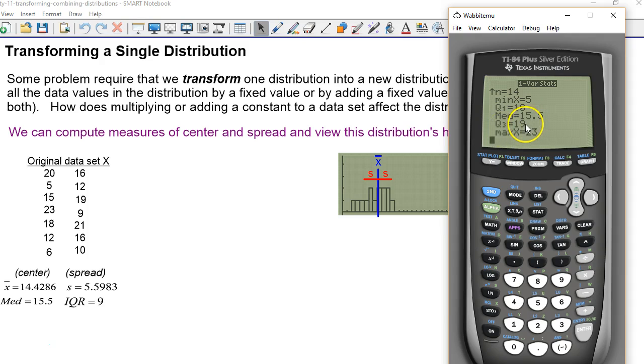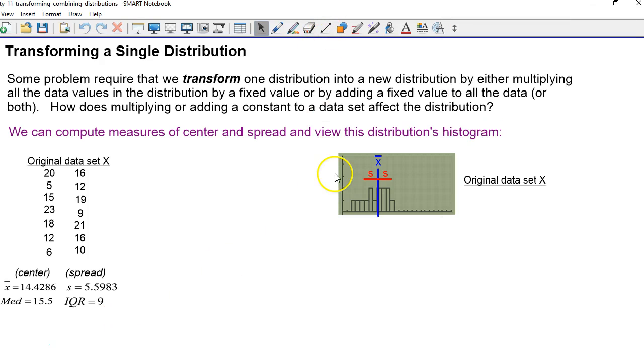So if you take this 19 minus this 10, that's how I got this interquartile range of 9. The reason I did that was so we can quickly see what happens to the center, measures of spread, and what happens to the picture. I put a blue line here approximately where the mean is, and I drew a line showing the standard deviation on both sides of about 5.5. So this is our original data set before we've done any transformations.